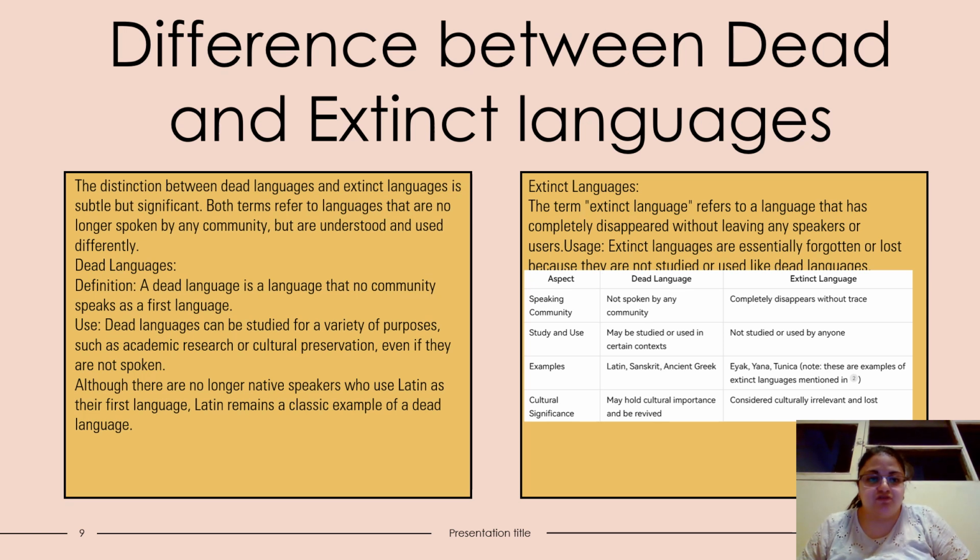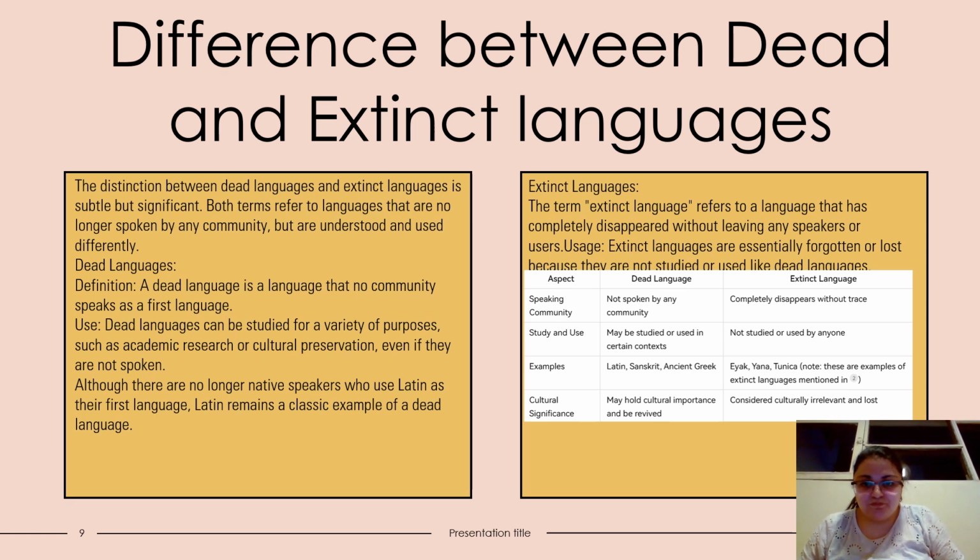Dead languages. Definition. A dead language is a language that no community speaks as a first language. Use. Dead languages can be studied for a variety of purposes such as academic research or cultural preservation even if they are not spoken. Although there are no longer native speakers who use Latin as their first language, Latin remains a classic example of a dead language. Extinct languages. The term extinct language refers to a language that has completely disappeared without leaving any speakers or users. Usage. Extinct languages are essentially forgotten or lost because they are not studied or used like dead languages.